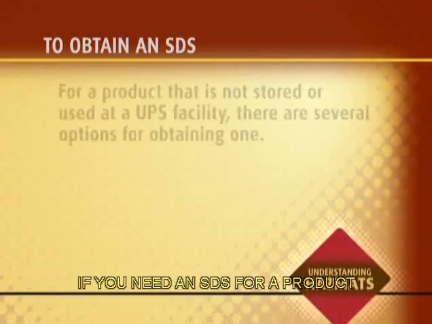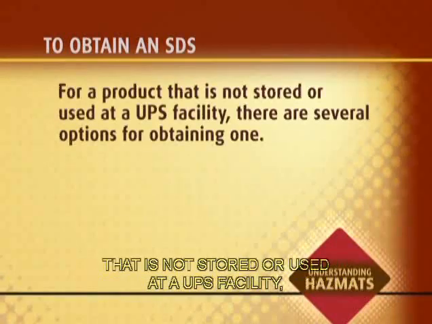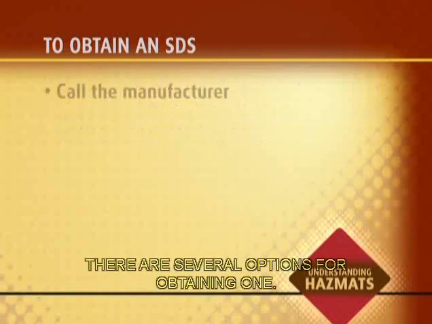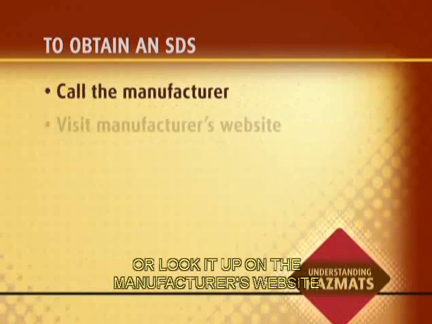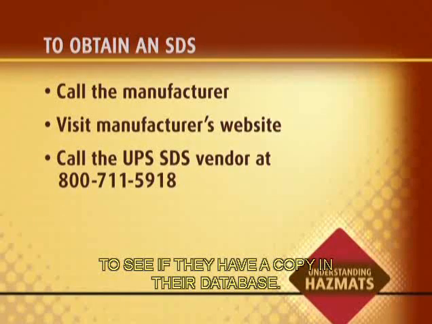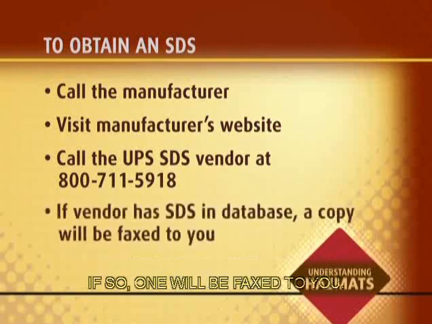If you need an SDS for a product that is not stored or used at a UPS facility, there are several options for obtaining one. You can call the manufacturer or look it up on the manufacturer's website, or you can also call the UPS SDS vendor at 1-800-711-5918 to see if they have a copy in their database. If so, one will be faxed to you.